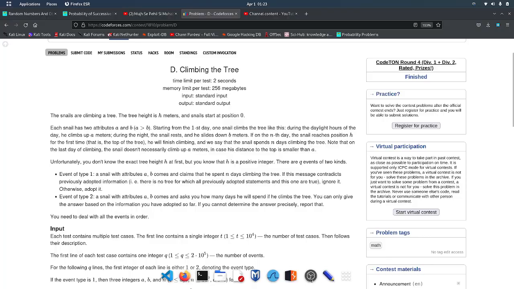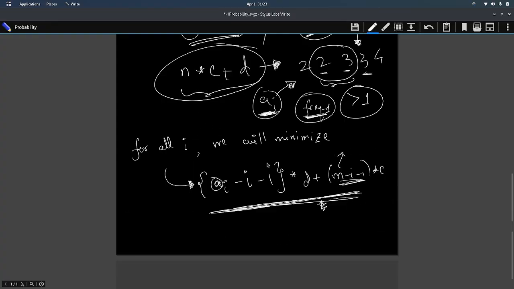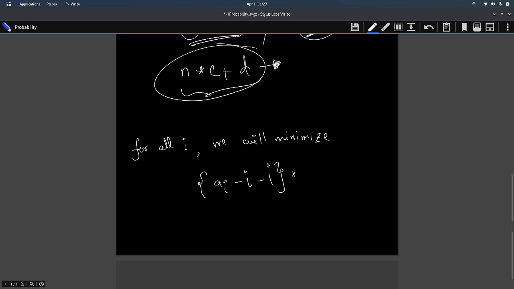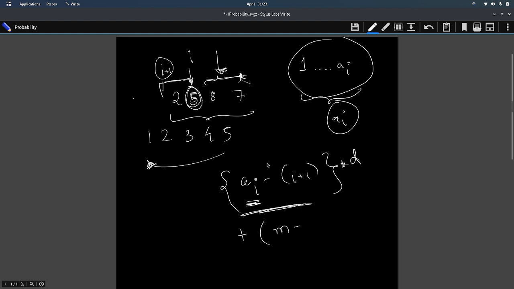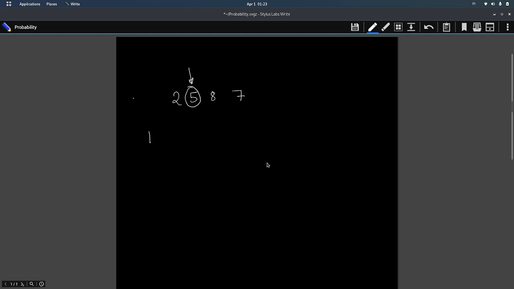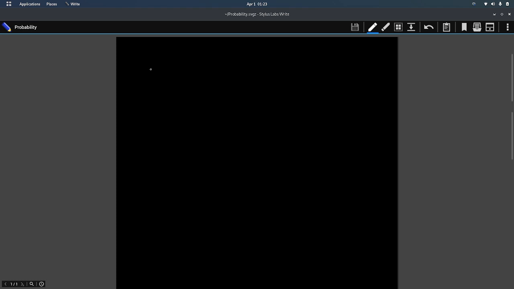Let's get back to the solution and understanding of how exactly this works, right? Okay, fine. So we have these snails, snails who go up by a and go down by b at night.